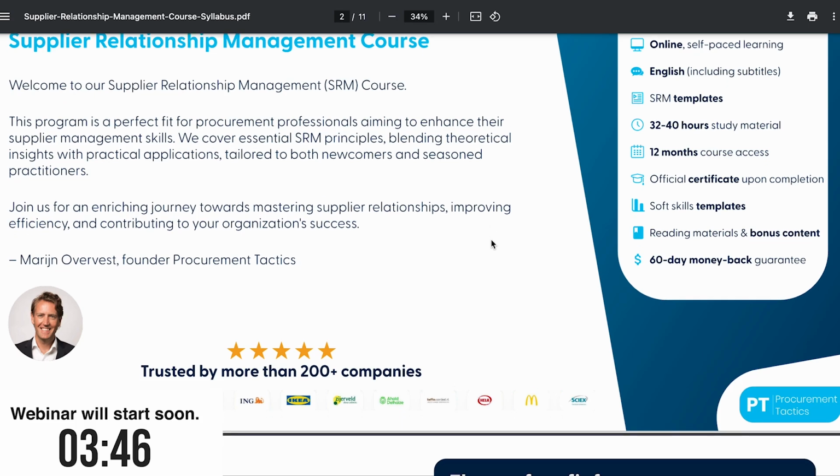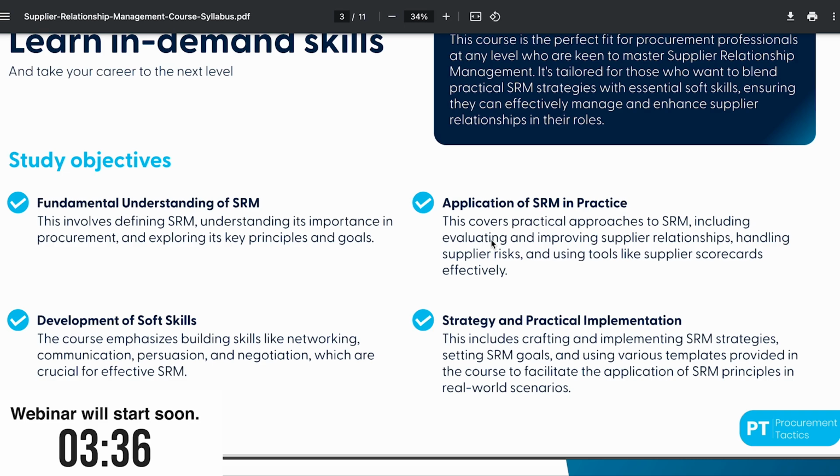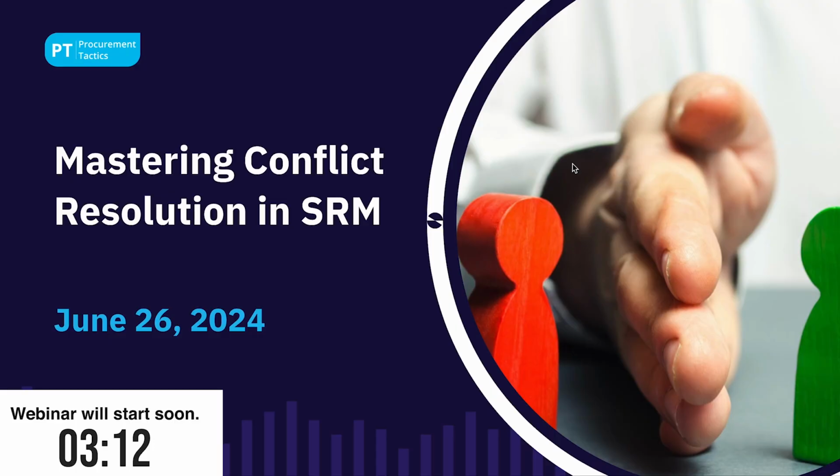You have 32 to 40 hours of study materials. You also have templates included to put into practice everything that you are learning throughout the course. And then, of course, you have the learning objectives, which cover fundamental understandings of SRM, the development of your soft skills, application of supplier relationship management and how you put it into practice, and strategy and practical implementation. This is very related to the topic we are discussing in today's webinar, which is mastering conflict resolution in SRM.